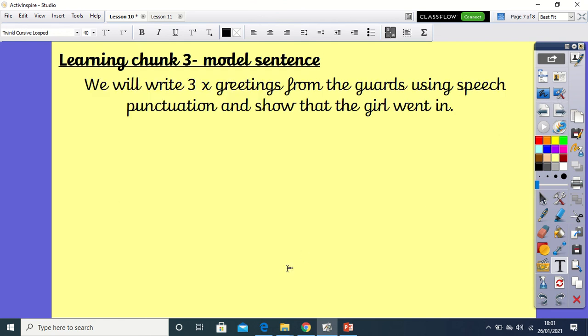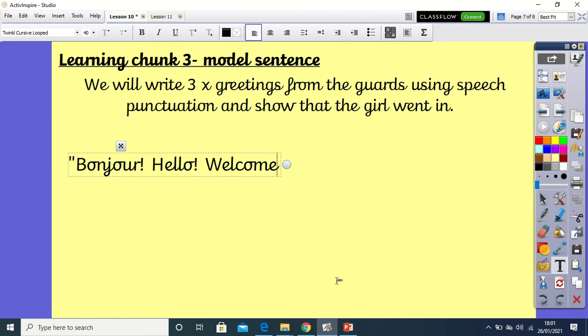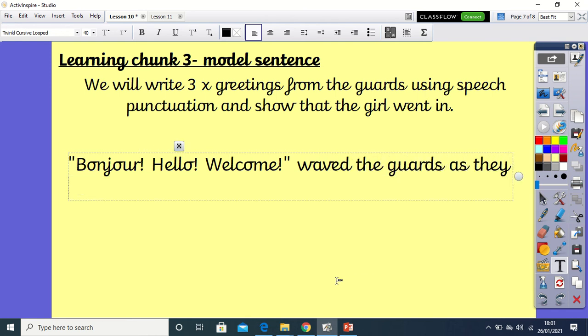Let's have a look at our last sentence then. So we're going to write three greetings from the guards and we're going to use speech punctuation and then we're going to show that the girl went in. So if we're using dialogue, we need our inverted commas opening our speech, remember, and I'm going to begin with bonjour. I'm going to use exclamation marks as well. Hello. Welcome. And my punctuation is inside my inverted commas to close the speech. "Bonjour! Hello! Welcome!" waved the guards as they opened the drawbridge.